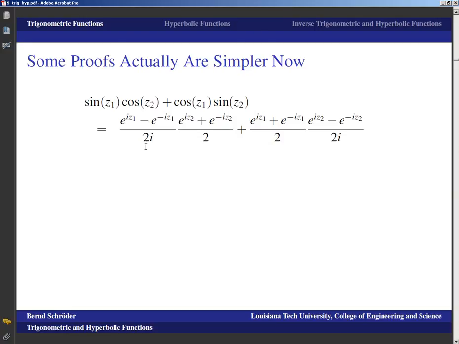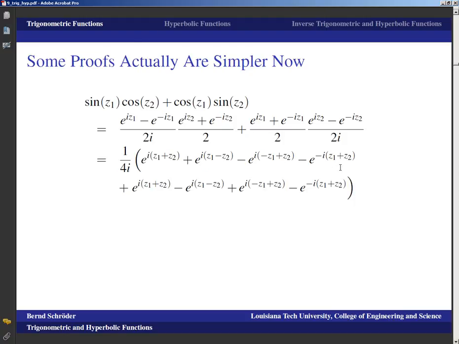And when we do that, we realize, well, there is a common denominator, 1 over 4i, right? And then if we multiply out the first one, we get e to the i z1, e to the i z2, which is here. We get e to the i z1, e to the negative i z2, which is here. We get minus e to the negative i z1, e to the i z2, which is here. And we get minus e to the negative i z1, e to the negative i z2, which is here.